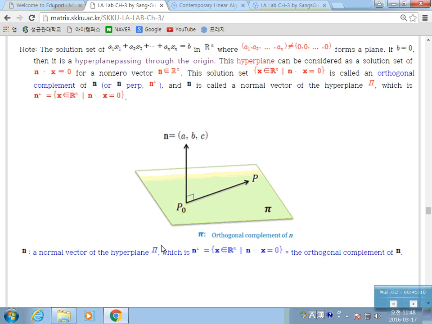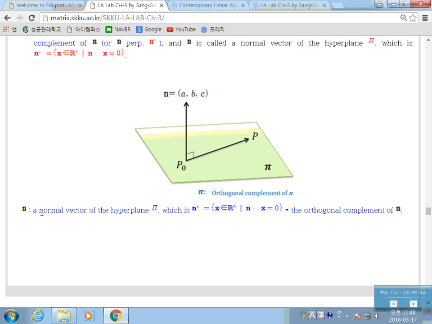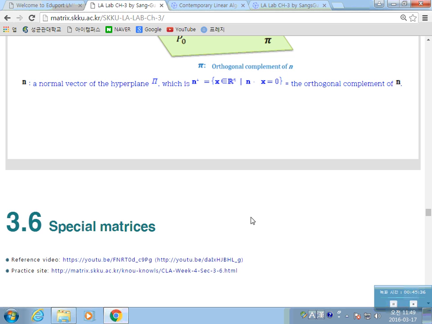So this is a set of vectors that satisfies these equations. We call this n a normal vector of this plane pi. And n perp, this pi, is called the orthogonal complement of n. All the vectors in here are orthogonal to n. So n and n perp, which is pi, a plane, are orthogonal. That's the end of section 3.5.